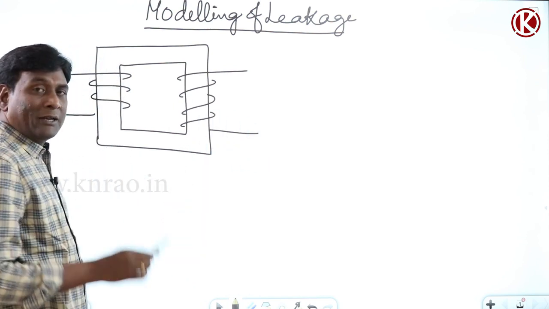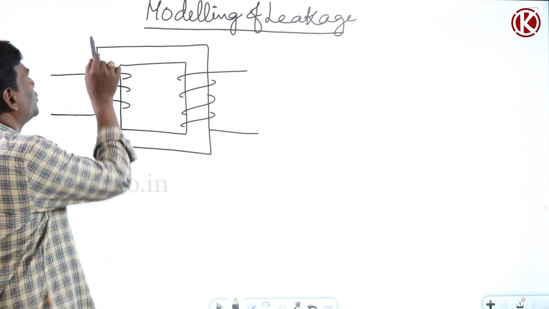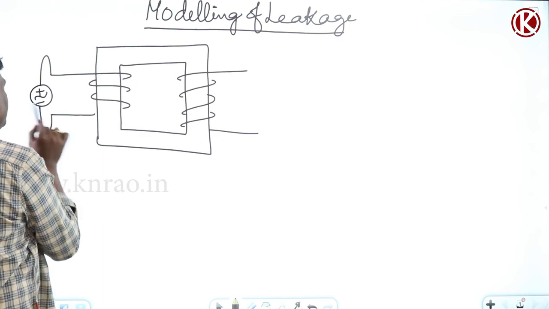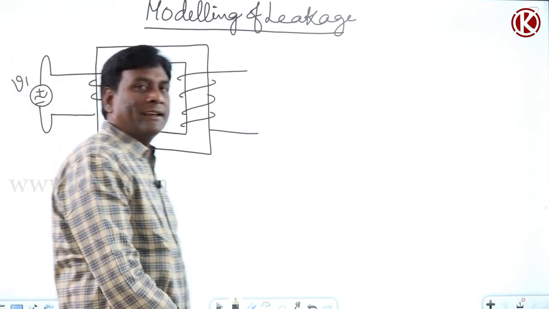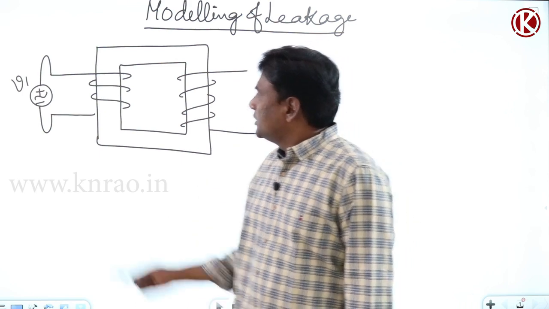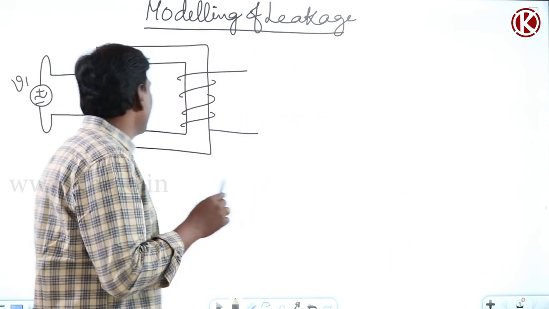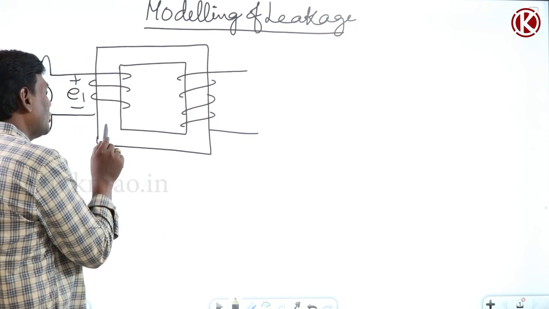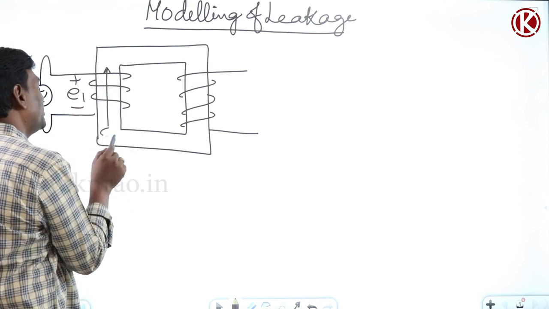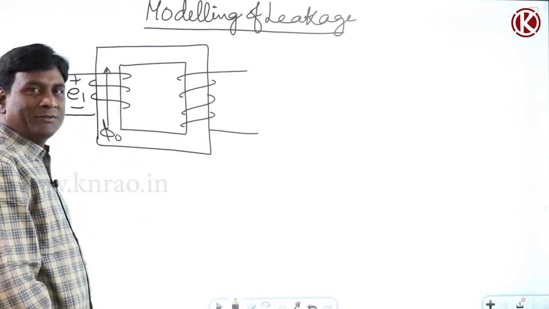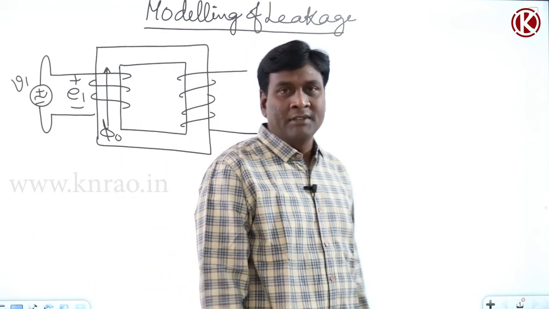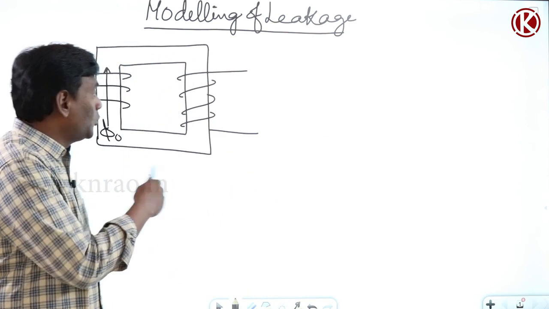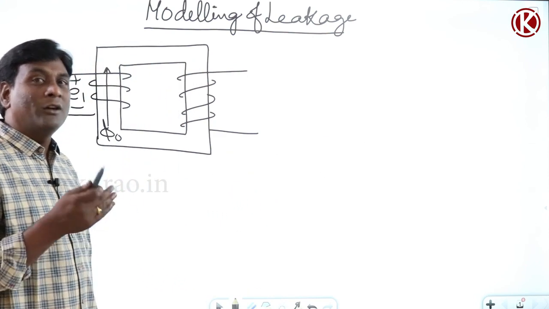Let me consider the transformer at no load only. Now let me connect one voltage source here, V1. At no load only, let us analyze the situation. The moment V1 is there, if it is 100 volts, automatically E1 should be 100 volts. That means the flux produced is going to be phi naught, kind of 100 flux lines with the scaling factor we have been discussing. Out of this phi naught, some component will go through the secondary, and some part may not go through the secondary.